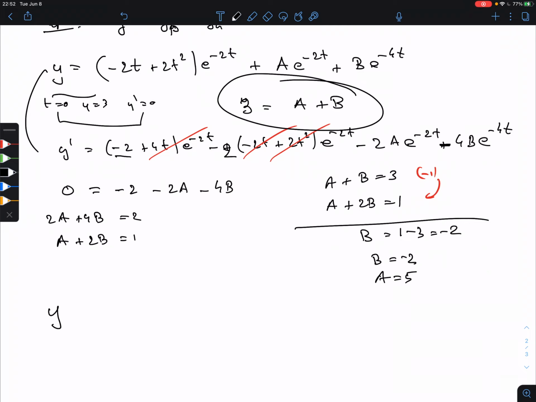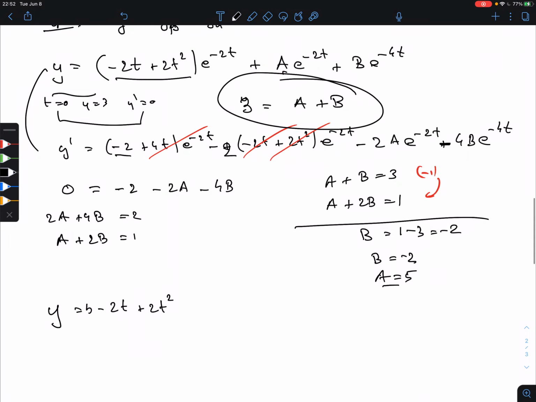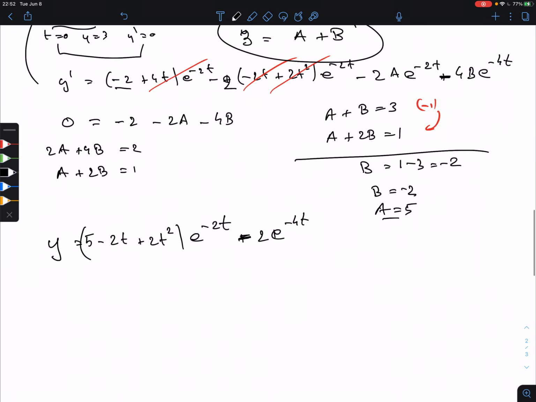So our solution is minus 2t plus 2t squared. This is this part, and a is 5. So I can put this 5 here together because these are all in front of e to the minus 2t, and then plus b, minus 2 e to the minus 4t. You don't have to do it grouped together, as long as you have all the numbers correct. That's great. Okay, so that's our first one.